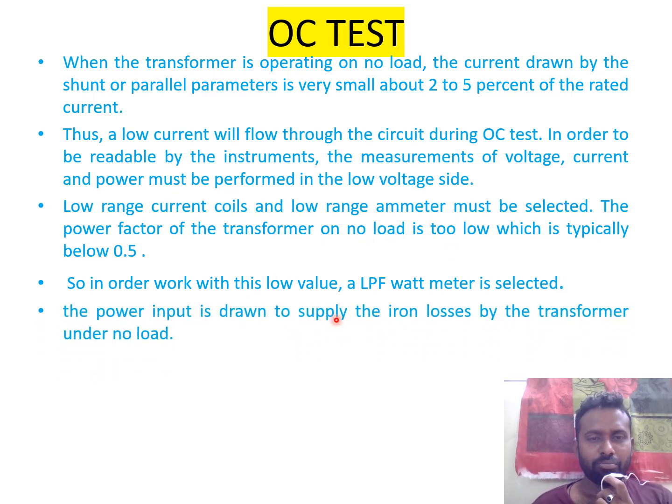The power input drawn from the supply is the iron losses of the transformer under no load. So these are the open circuit losses or iron losses W0.